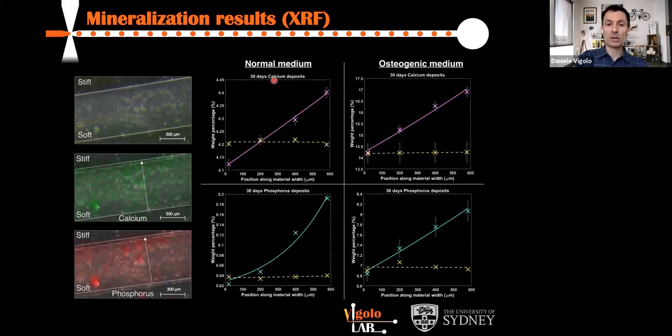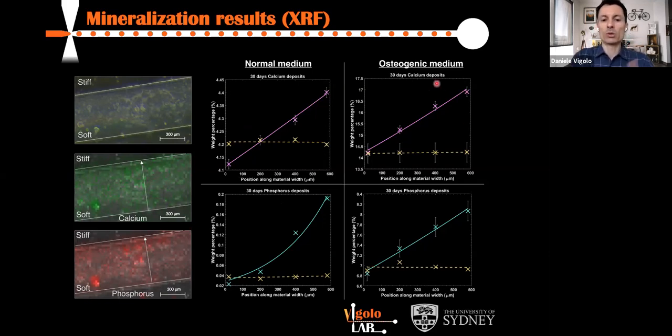And after 30 days of culture, as you can see in yellow, we have basically the control experiment. These are materials that have a uniform stiffness, and they have also a uniform distribution of both calcium and phosphorus. But as soon as we are in the presence of a stiffness gradient, these are the light blue and the purple line here for calcium and phosphorus, we have a gradient in the concentration of these minerals that is following exactly the stiffness gradient that we impose. So, and this is clear with normal medium. It's even more obvious with osteogenic medium.